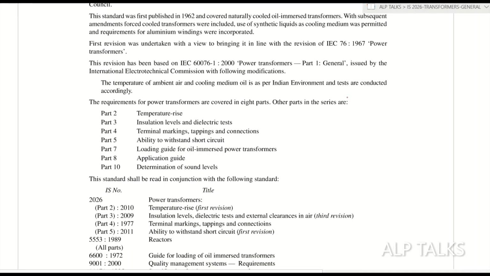They maintain some things here. Temperature rise is part 2. Insulation level, dielectric test is part 3. Terminal markings, tappings and connections, part 4. Ability to withstand short circuit, part 5. Loading guide for oil-filled power transformers, part 7. Application guide, part 8. Determination of sound levels, part 10. So we have a part for every aspect.